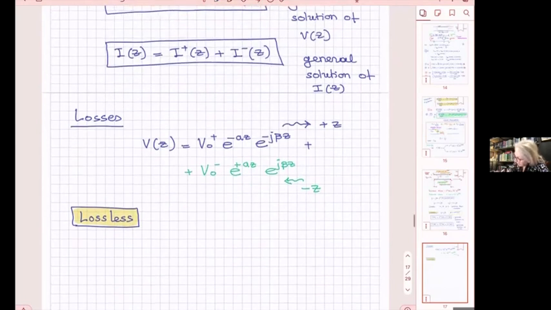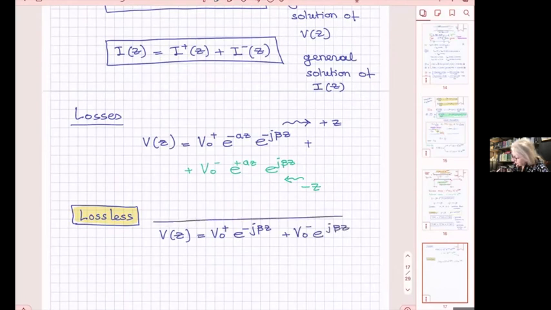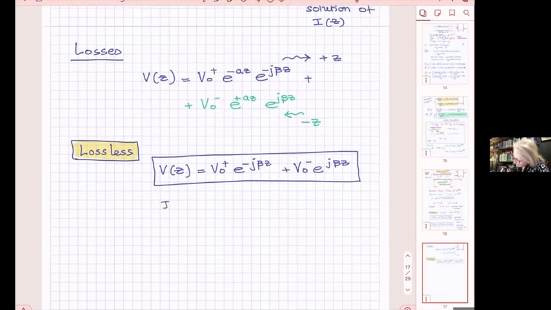Okay, so in a lossless case, now I'm writing everything. V of Z is going to be V naught plus e to the minus j beta Z plus V naught minus e to the j beta Z. All right, so this is one. And for the current, we have I of Z equals I naught plus e to the minus j beta z plus I naught minus e to the plus j beta z.